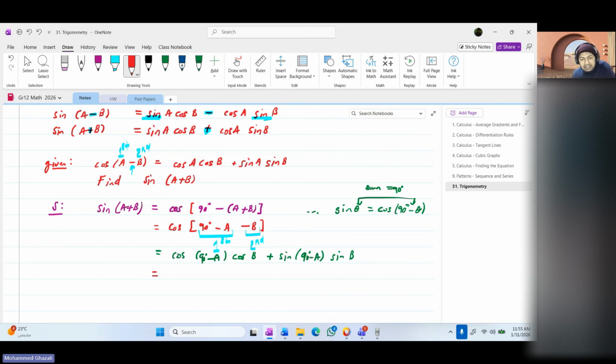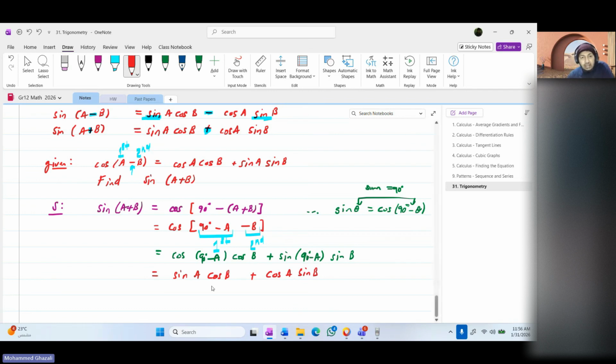Okay. So what is 90 minus A? It's in the first quadrant, cos changes to sine. So now we have sine A, cos B. What is sine of 90 minus A? Cos A, sine B. So my question is, did we come to the formula? Yes, we did. Because I asked you what is sine of A plus B. Sine of A plus B is sine A cos B plus cos A sine B. So everything works. Are we good?